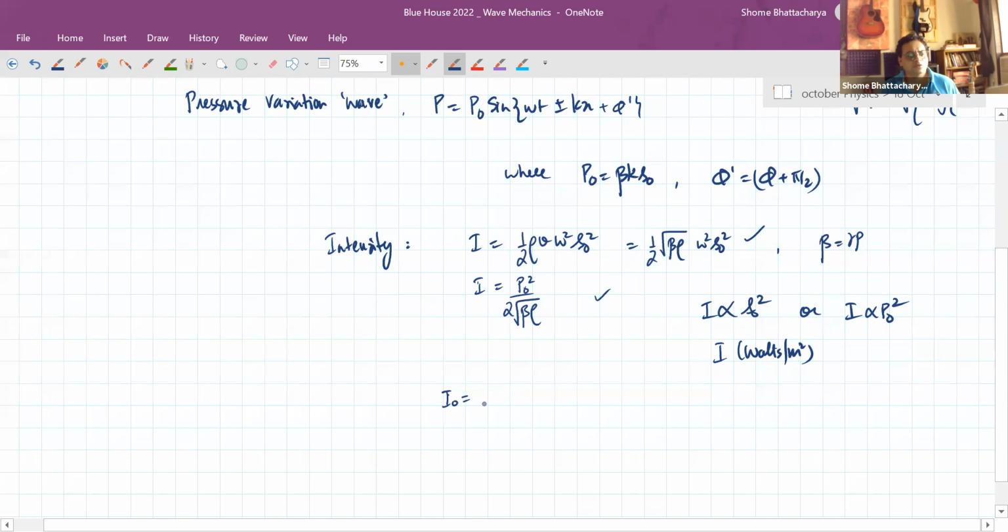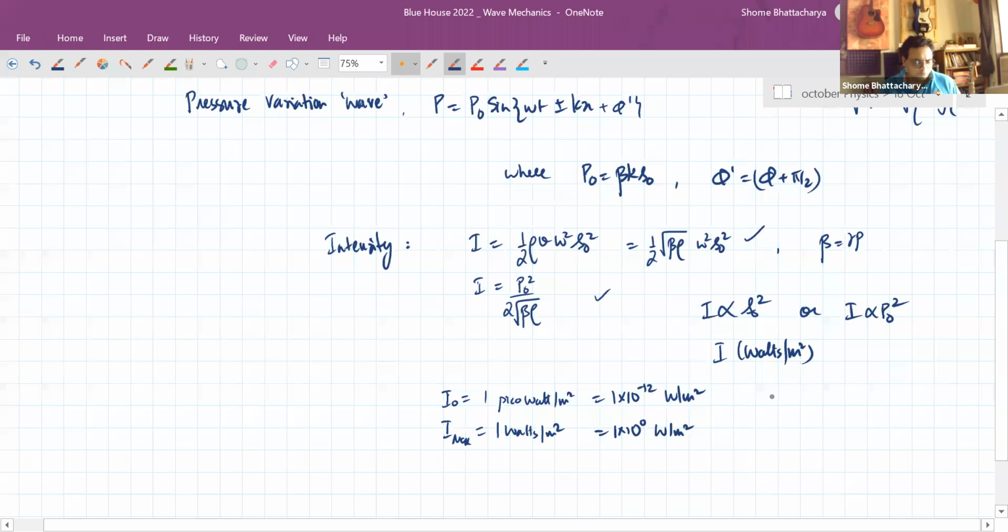The threshold of hearing was 1 picowatt per meter square, or basically 1 × 10⁻¹² watt per meter square. Whereas the threshold of pain, which we can think of as the maximum intensity on that scale, is 1 watt per meter square. So you can see it's a huge range. It's a range of 10¹² times.